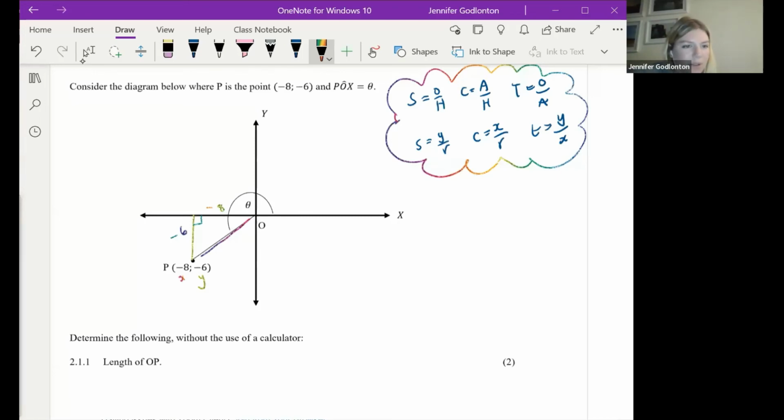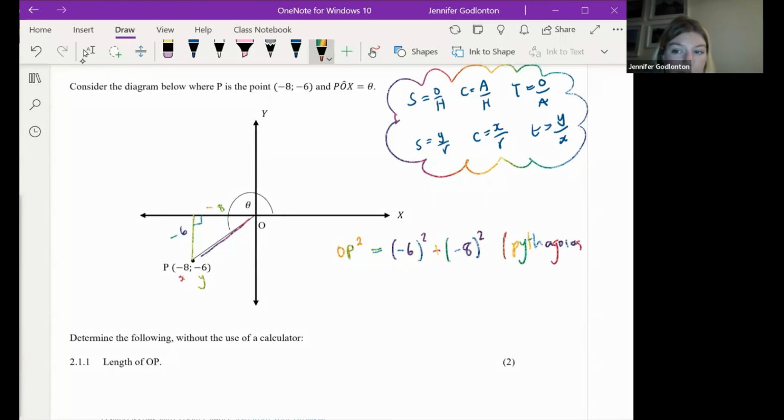Okay, so if we take a moment to just put this all in, it helps us. Now, the rule of Pythagoras is that our hypotenuse squared is equal to the sum of our other two sides squared. So what that means is OP squared is equal to (-6) squared plus (-8) squared, and then we have to give our reason, Pythagoras. Okay, so OP squared is equal to 36 plus 64, which means OP squared is equal to 100. And so if I want to know what just OP is, I'm going to square root 100 and I get 10.